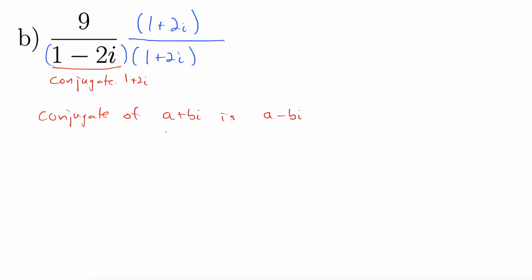So what does that do? Well, something really interesting happens here. On the top, we got problems now. Now we have 9 times 1 plus 2i. But look what happens on the bottom. We FOIL this together. 1 times 1 is 1. Look, on the outside we have plus 2i, and on the inside we have minus 2i. And these cancel. And then last we have minus 4i squared.